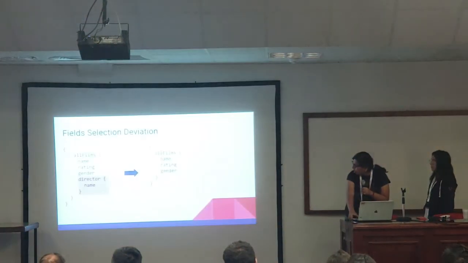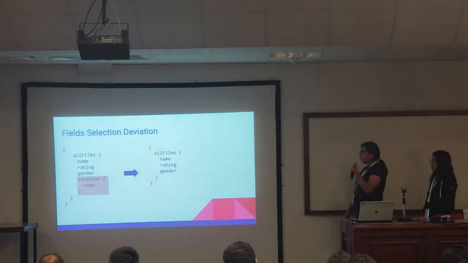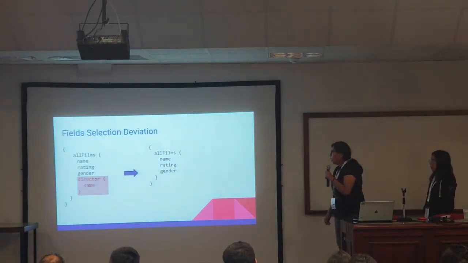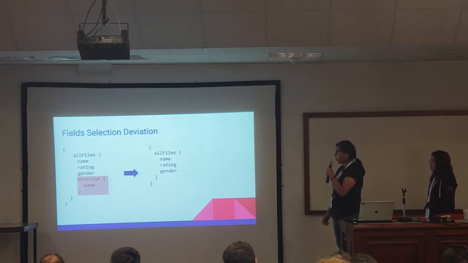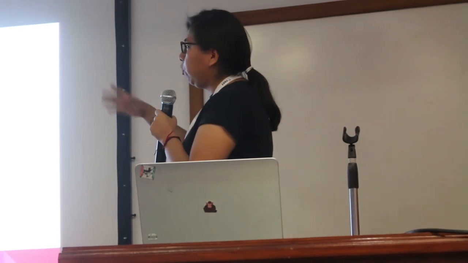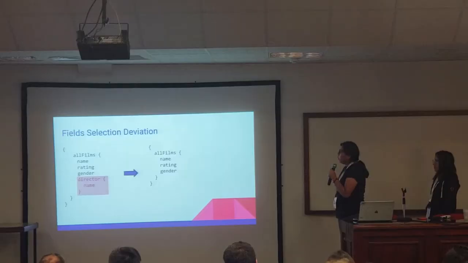The deviation rules that we created were four. The first one is the field selection deviation. On the left, you will see a query that will return a list of fields, with name, rating, gender, and creator as the data that we want. And on the right, you will see one of the deviated queries that we created with the field selection deviation. From it, we can create thousands of combinations and permutations of the fields. We just play around randomly. One of them is the one on the right, without the director field.